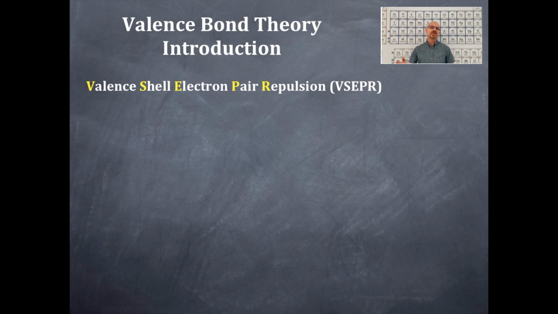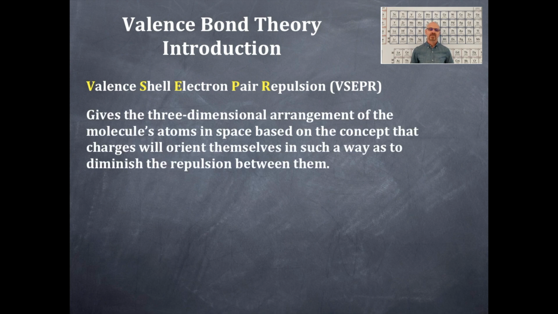Valence bond theory is based on this concept of valence shell electron pair repulsion, which we call VSEPR. So we're going to be using VSEPR a lot. VSEPR gives a three-dimensional shape of a molecule or an ion based on the electrons repulsing each other. Electrons are of the same charge and they want to move away from each other, from their adjacent atoms, as much as possible, so you'll get the three-dimensional shape based on this electron pair repulsion. So they want to diminish the repulsion in between these.